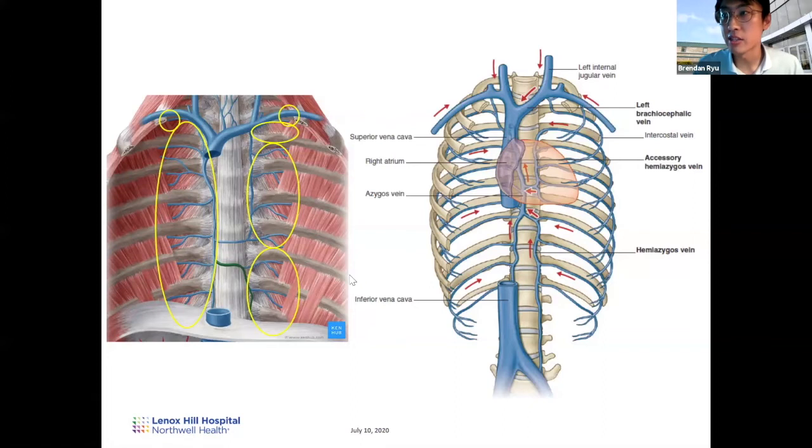Are the hemiazygos veins specific to the left side? Yes. So it's responsible for the bottom left rib cages, posterior bottom left rib cages. And I forgot to talk about the anterior portion. So can we go back a slide real quick, Morgan?